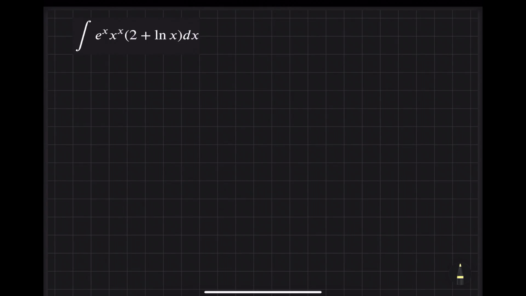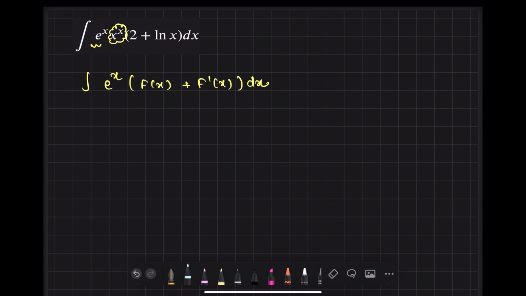Okay, so we have this situation, and if you observe, we have e power x. So can we try to create e power x times (f of x plus f dash x) dx? Look at this ugly thing. This is x power x. So first try to manipulate x power x, because inside that function there is nothing associated with x power x. So I will be taking z as x power x.